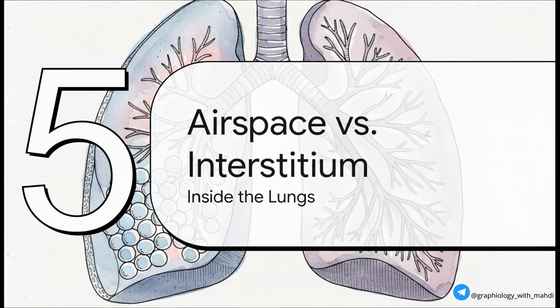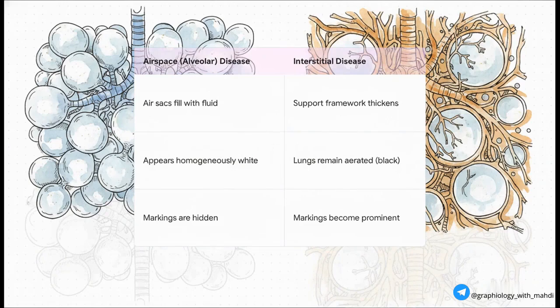Let's level up a bit to a slightly more advanced topic, but one that's absolutely fundamental for describing lung disease. See, when something is wrong inside the lungs, it usually follows one of two main patterns. It's either a problem inside the air sacs themselves, or it's a problem in the supporting framework around them. This table lays it out perfectly.